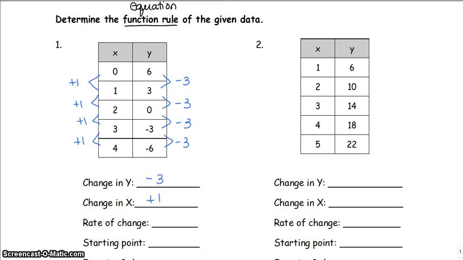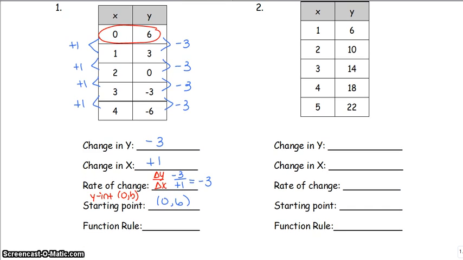And your rate of change is going to be your change in y over your change in x. So your change in y is always going to go on top, the change in x is on the bottom, so your rate of change or your slope is going to be -3. Now your starting point is another word for your y-intercept. And remember that your y-intercept is always 0, comma, whatever your number is. So we say (0, b). In this case, your y-intercept is at (0, 6). It's only the starting point, or the y-intercept, if that x value has a 0 there.